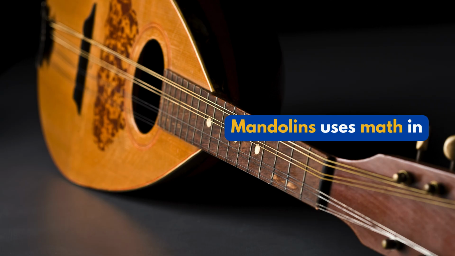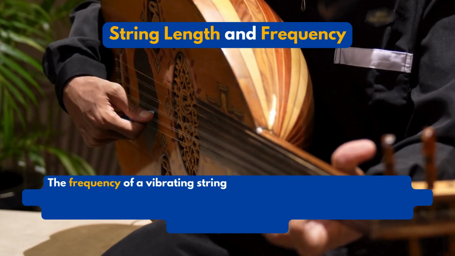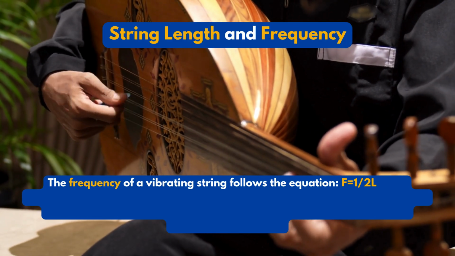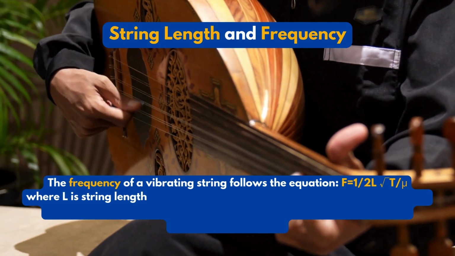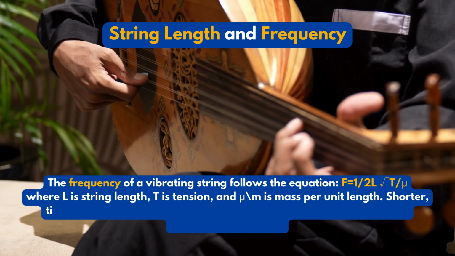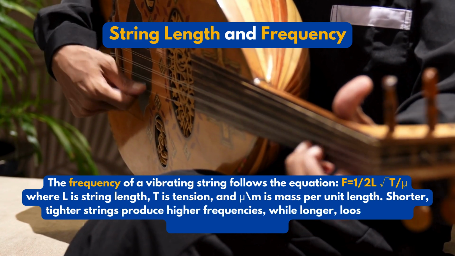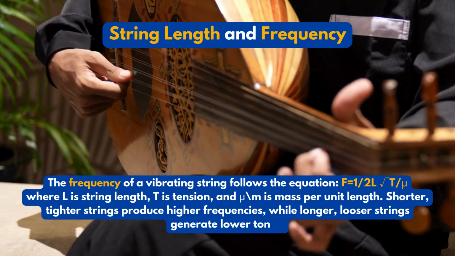Mandolins use math in string length and frequency. The frequency of a vibrating string follows the equation f = (1/2L)√(T/μ), where L is string length, T is tension, and μ is mass per unit length. Shorter, tighter strings produce higher frequencies, while longer, looser strings generate lower tones.